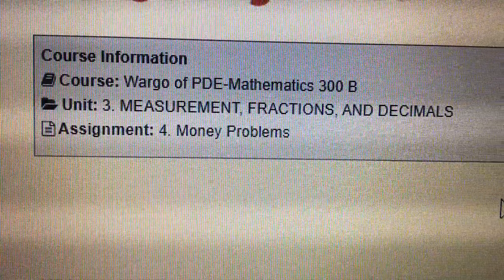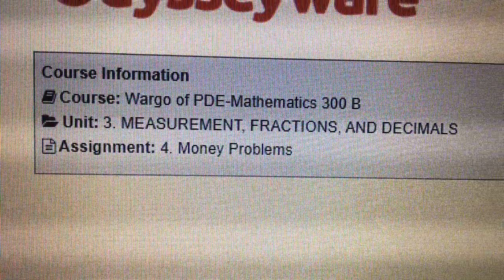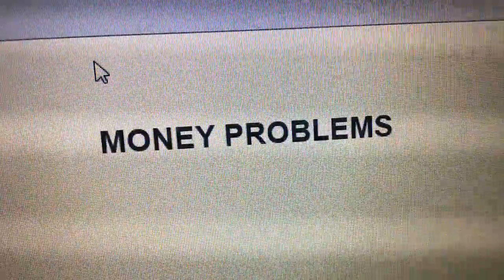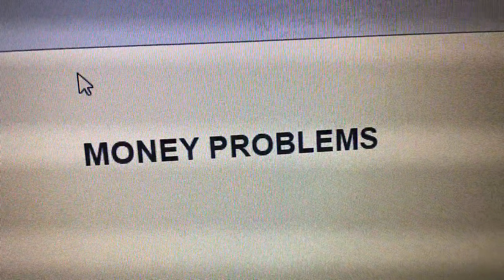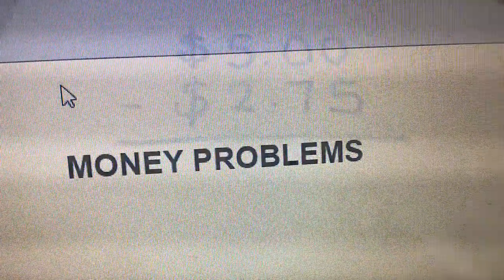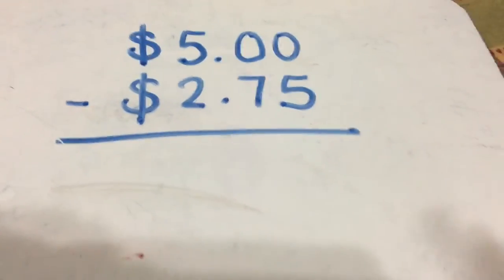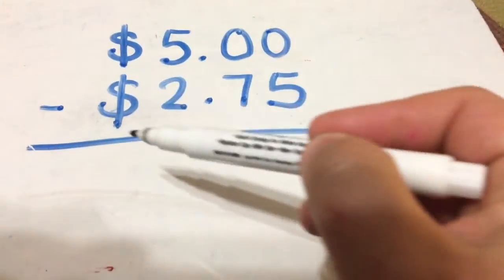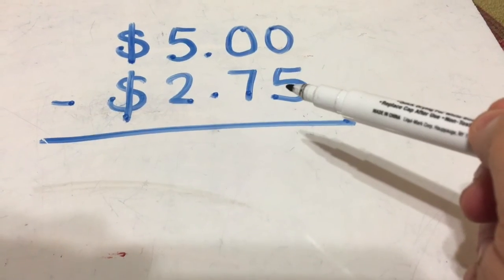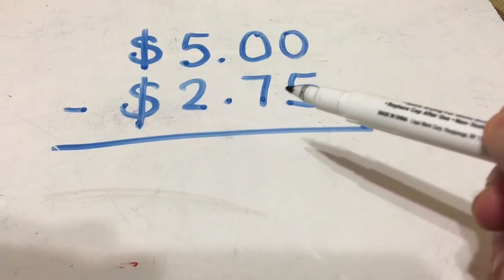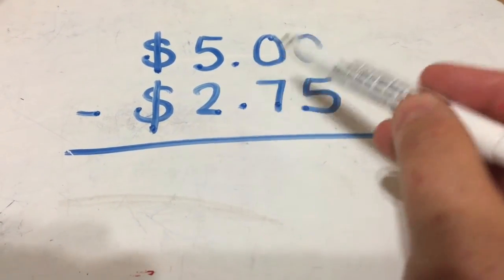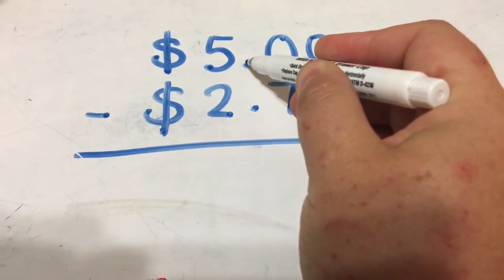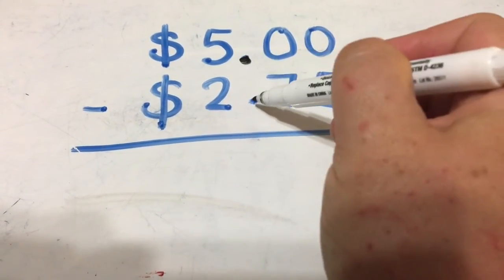Today we will be doing money problems for our math lesson. All right, so we're going to be working out some money problems. Money problems are very similar to what we've been doing with subtraction with regrouping. The only difference is that we have a decimal. So here's our decimal. Remember that tells us that we say "and."